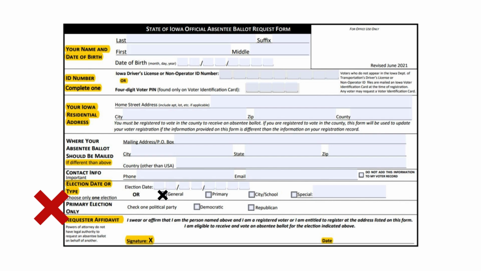The voter does not need to choose a political party. It is only necessary for the primary election. If they do mark one of the boxes, however, it is not an issue. Lastly, the voter needs to sign and date their form.